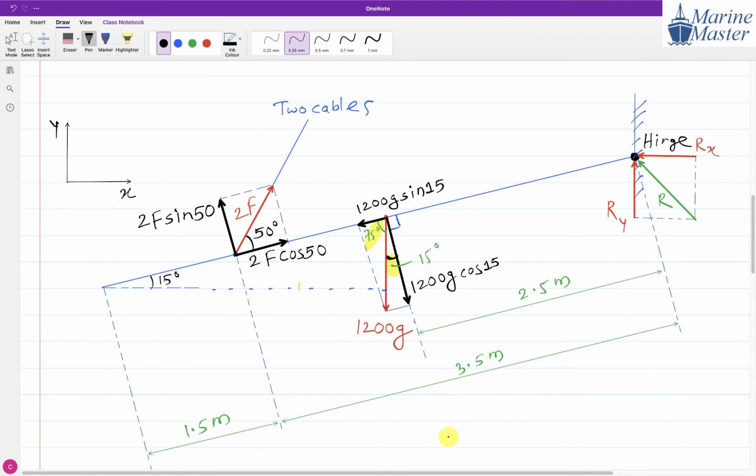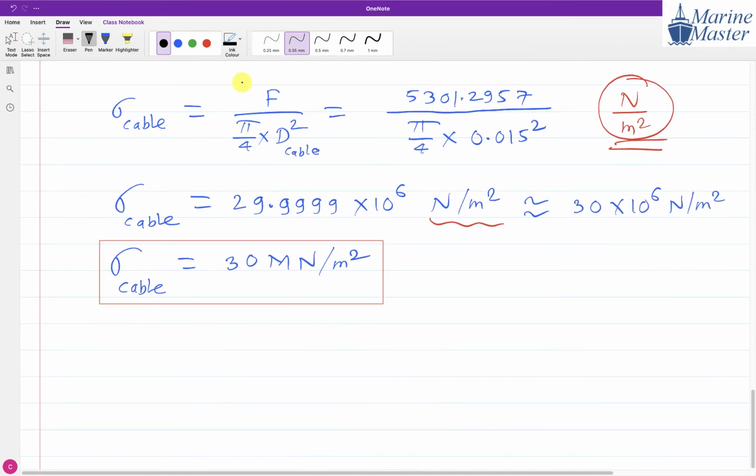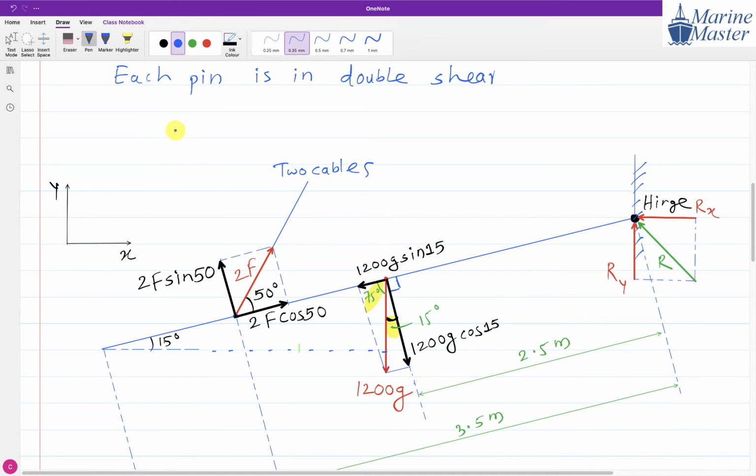So try to see the things carefully, what we have to do and how we are going to approach. Earlier, how have we taken the components of 2F? Along the ramp and perpendicular to the ramp. And how did we take the components of 1200G? That also along the ramp and perpendicular to the ramp.